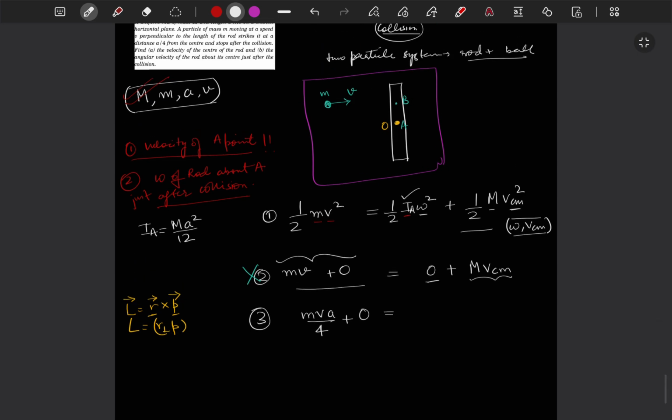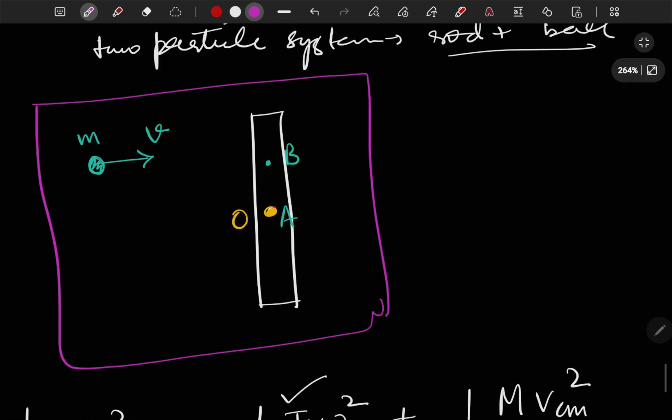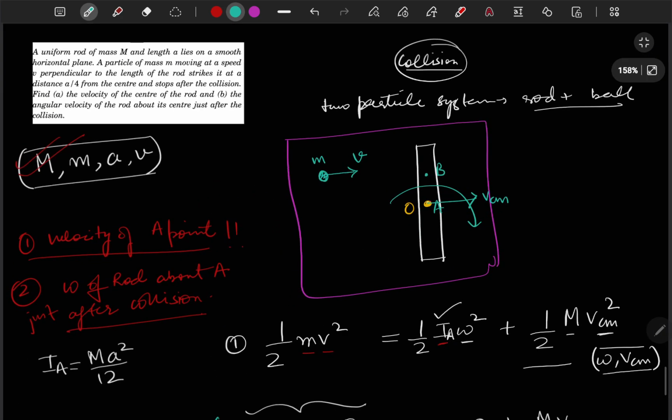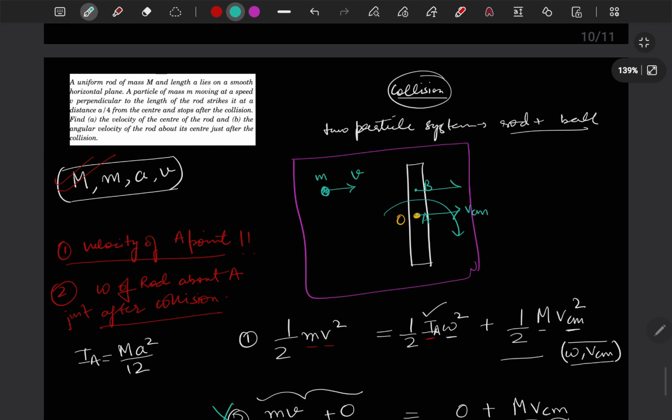We know that the particle is also going, like the whole rod is going like this. Now focus on the rod. Now I have a certain idea that the whole rod will also be going with some velocity like this, and there will be a rotation as well.